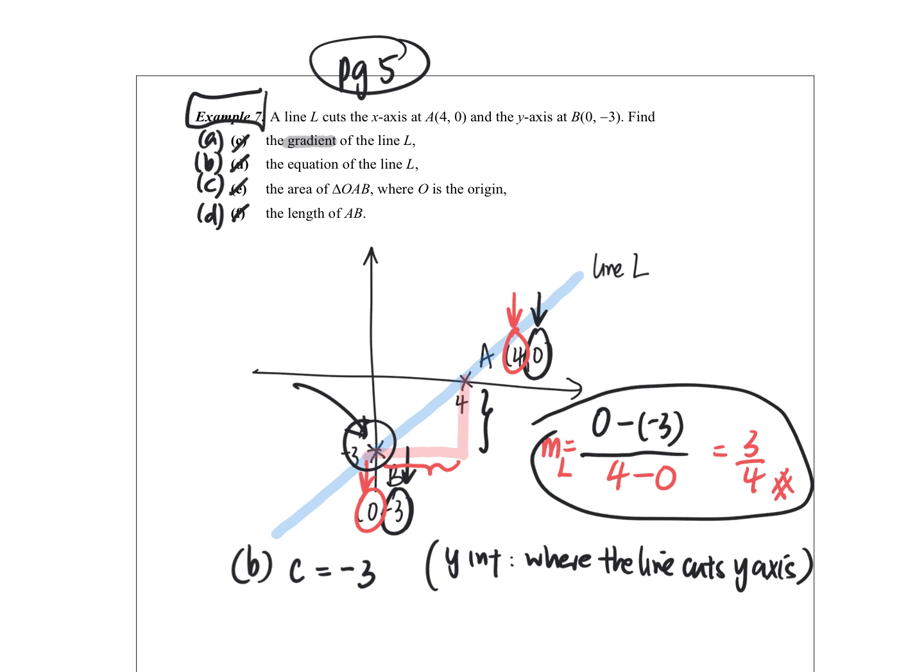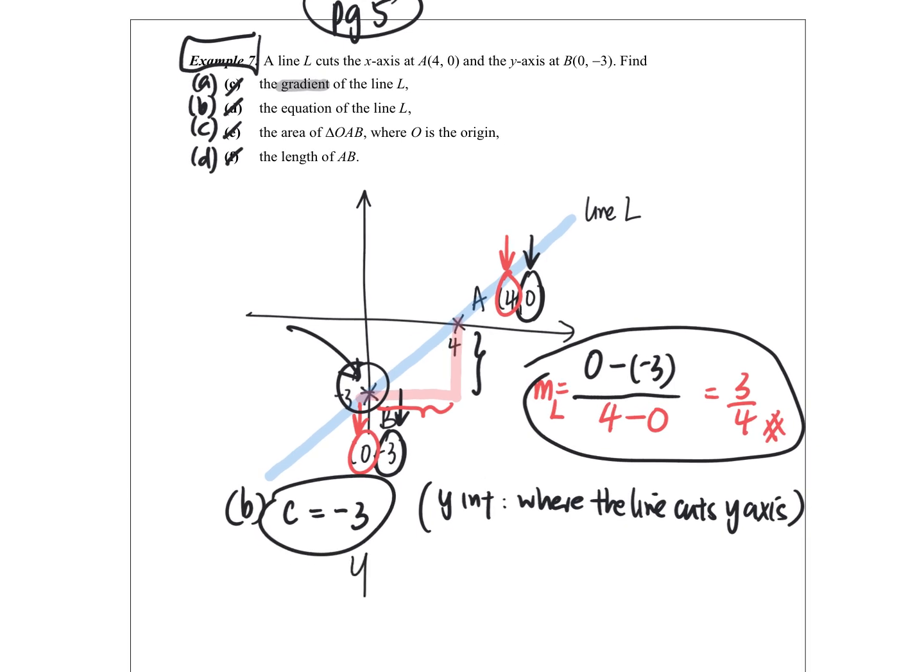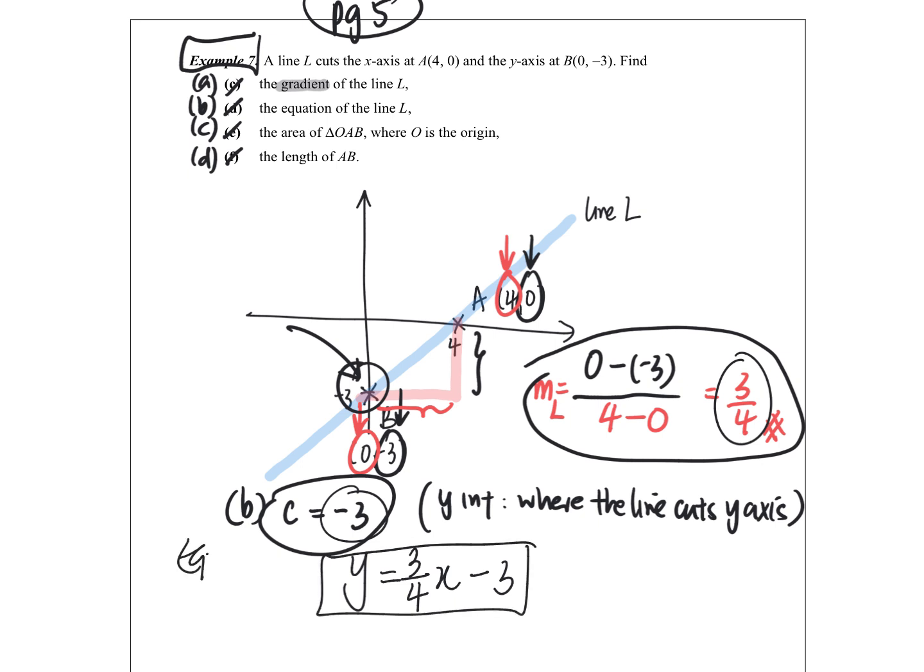Okay, so with the gradient and the y-intercept, you get y equals mx plus c. So this is the equation of line L that I want.